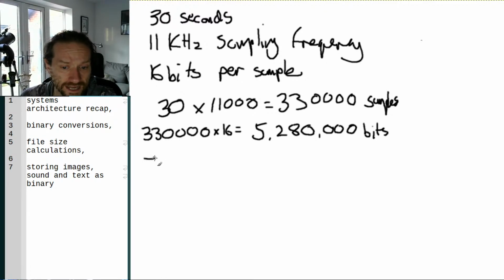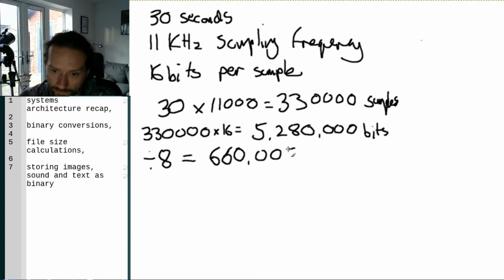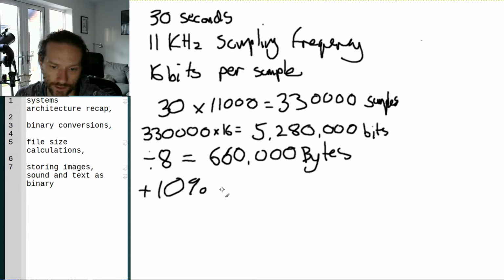So the next stage is then to divide by 8, right? To find out the total number of bytes. And that gives you 660,000 bytes. Just like with images, we need to add on 10% for metadata, right? So plus 10% metadata.